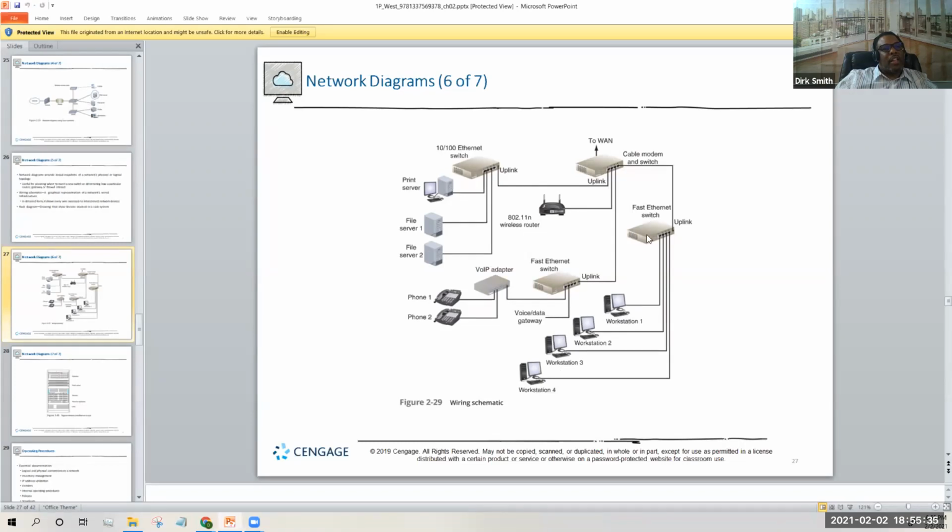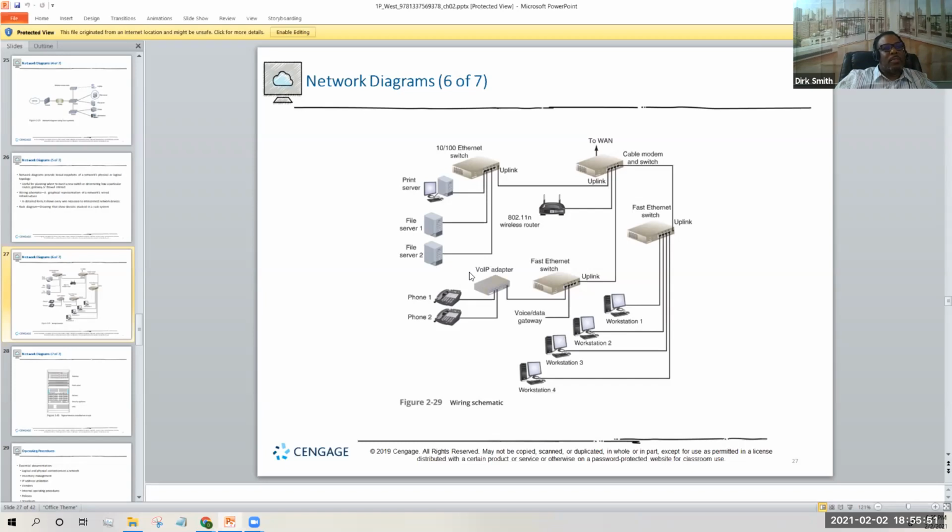They're on the fast Ethernet switch, uplink here, but you really would have an IP address or a name for this switch here. You should have the IP address and name for these networks. You've got phone 1 and 2. This is very, very broad.